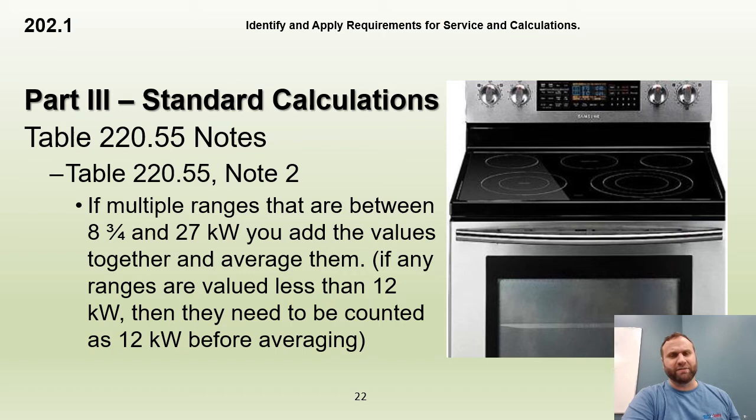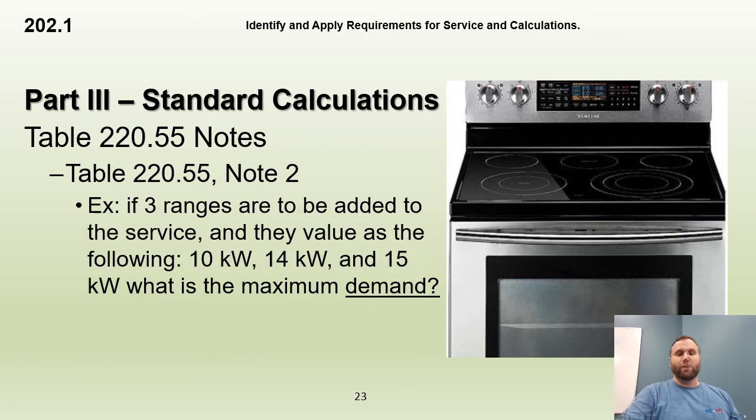So what that means is, for example, if I have 3 ranges, and these 3 ranges are to be added to the service, and they value as the following: 10 kW, 14 kW, and 15 kW, what is the maximum demand for those 3 ranges on the service? Now remember, I'm allowed to add them all together and average them out. I mean, I divide it by 3. If there's 3 ranges, I got 10 plus 14 plus 15 divided by 3.